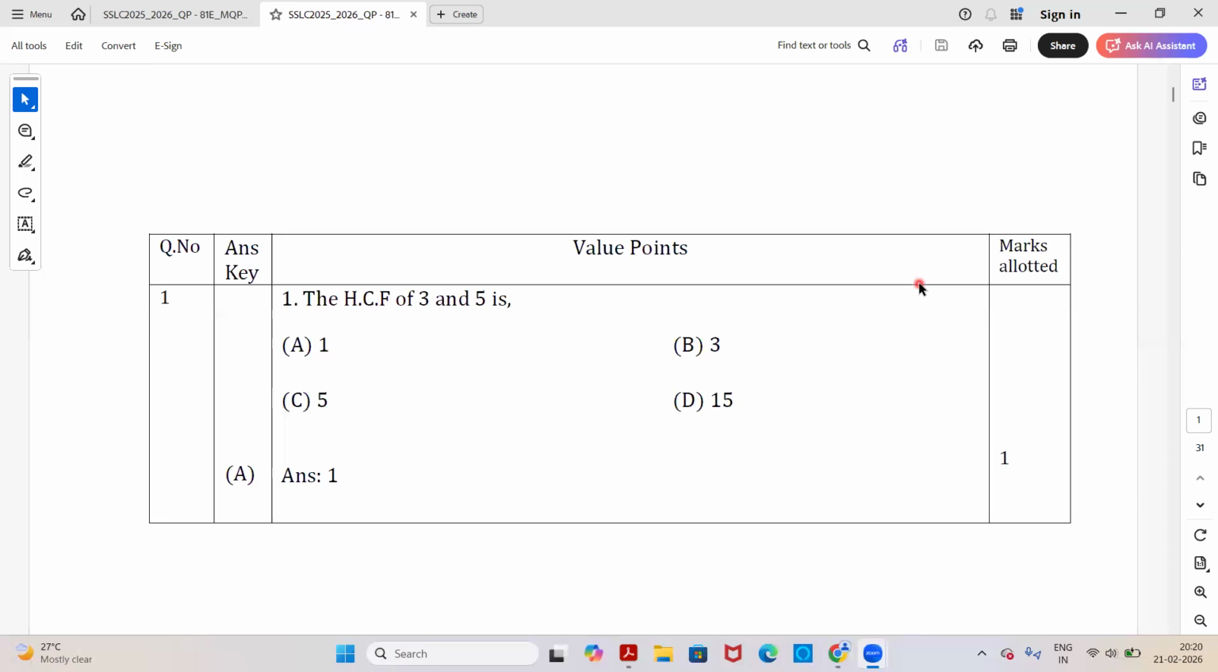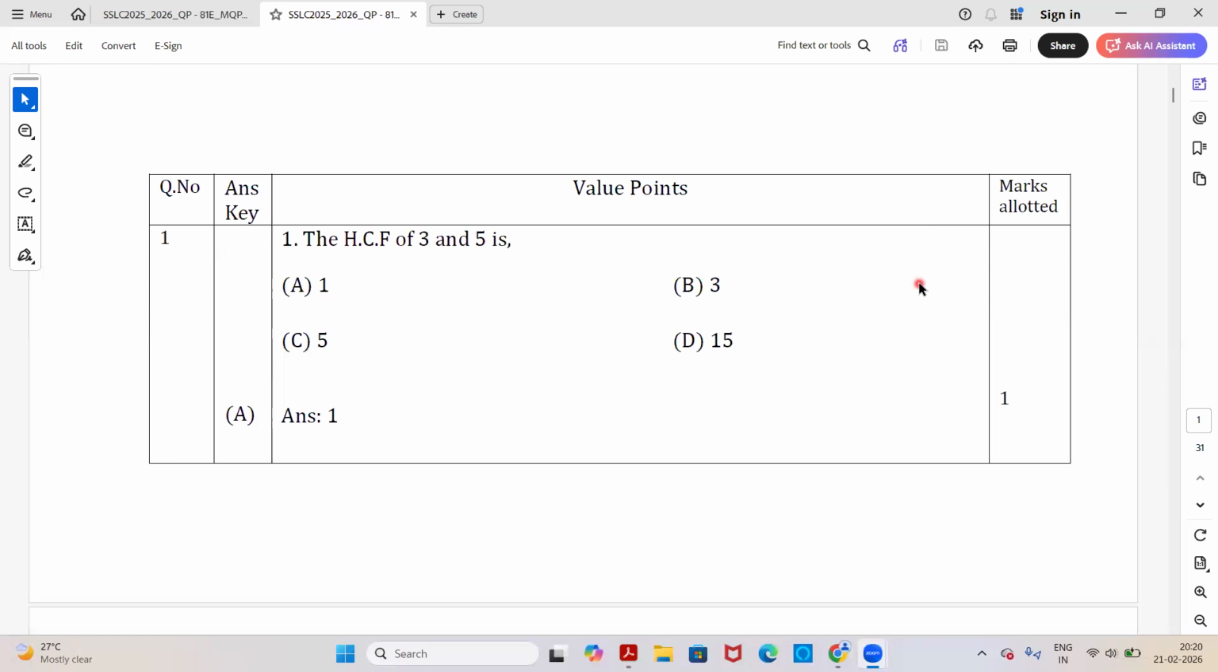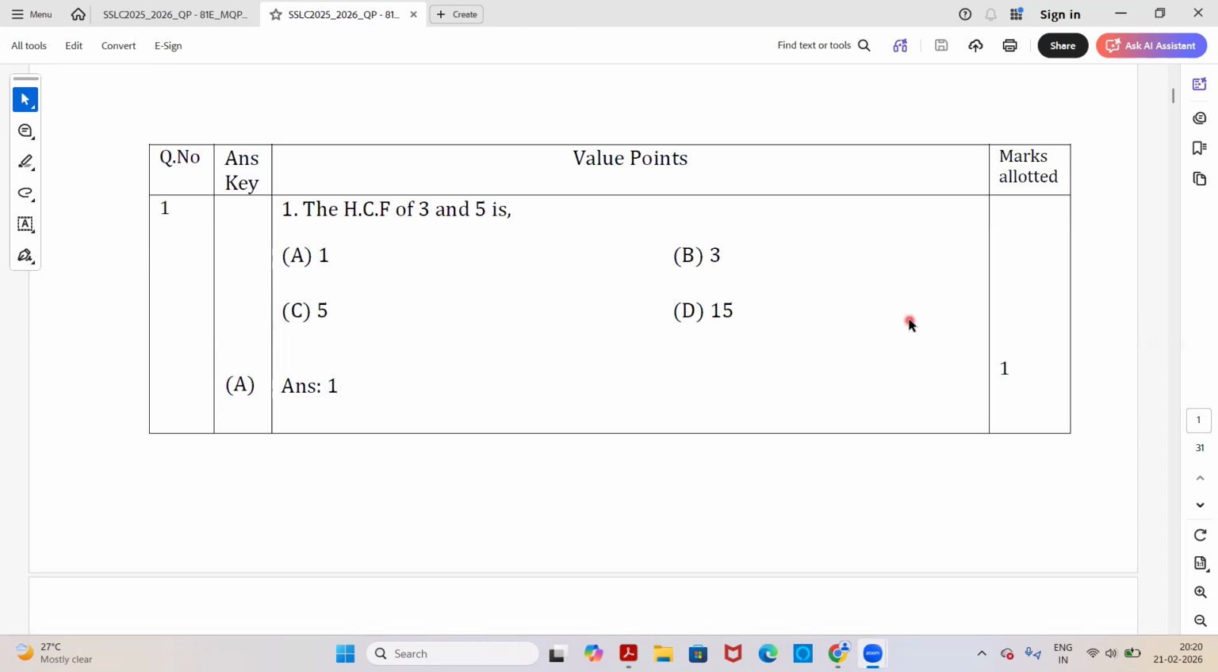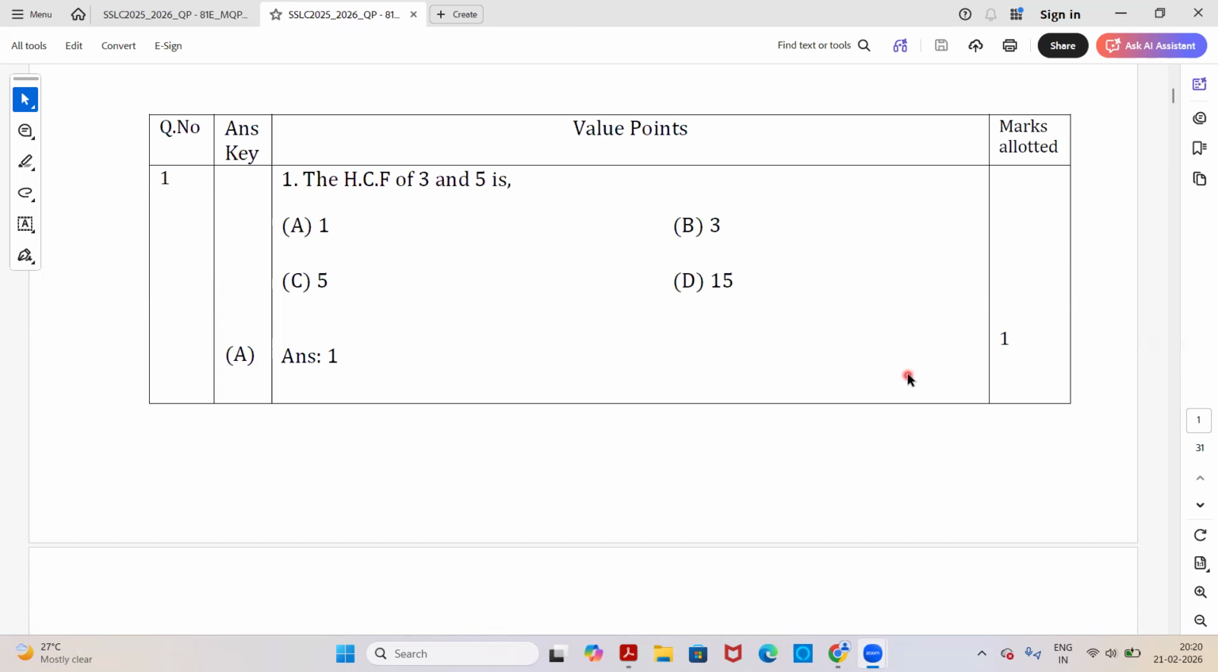So let's quickly go through the entire model answer paper. I'll be scrolling it quickly so that you have a glance. The main purpose is to help you all with the answer key so that you get a clear idea of the right answers and the steps and the marks allocation which is done during the correction.